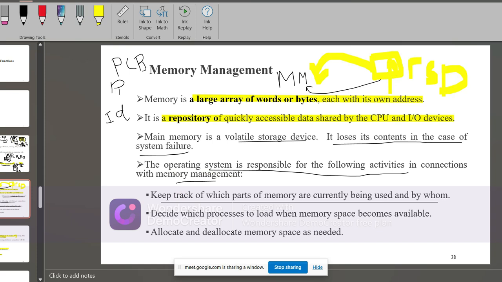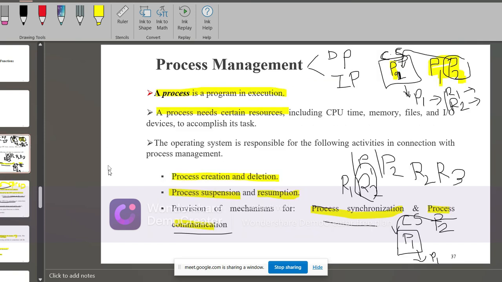This is the first component of an operating system. Next is memory management. One more thing which is available in process management is the PCB. What is PCB? PCB is nothing but the process control block. Every process has its own PCB.